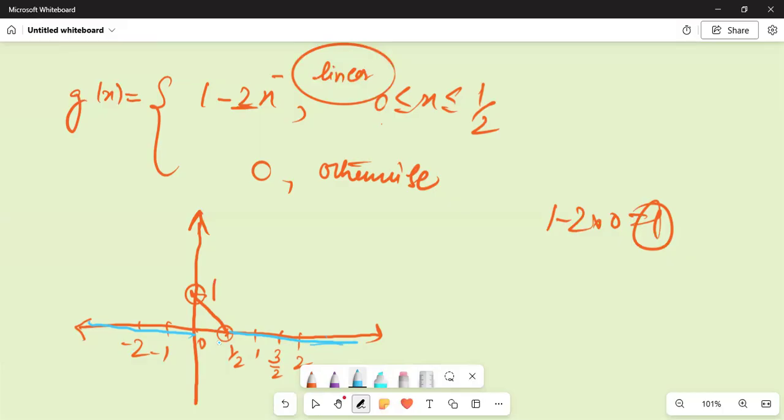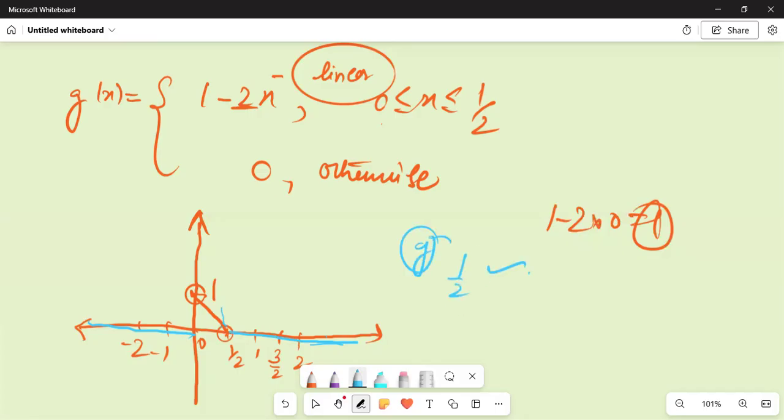Okay, now is G continuous? You can easily see that when x is lying between 0 and half, then G is continuous, since it is a straight line. It is a linear function there, so it is continuous. What about the point half? The value at half is 0, and after half also, it is 0, and it is approaching using a straight line. So at half also, it is continuous.